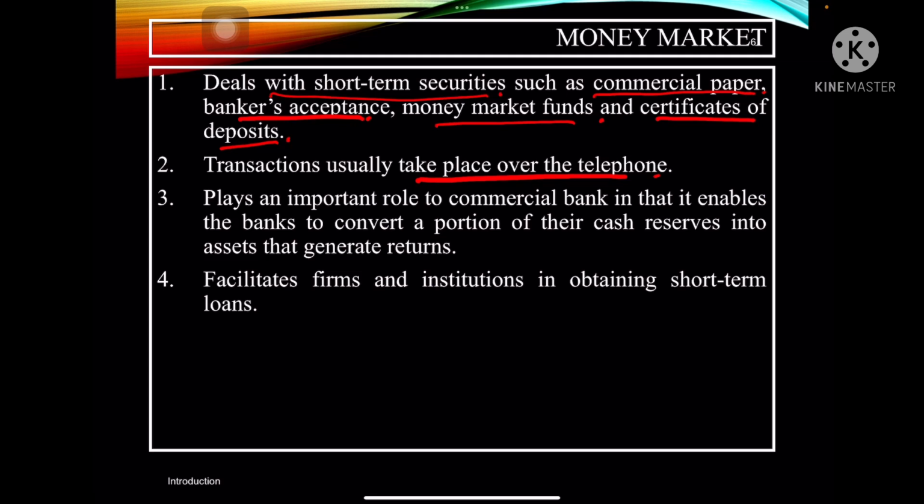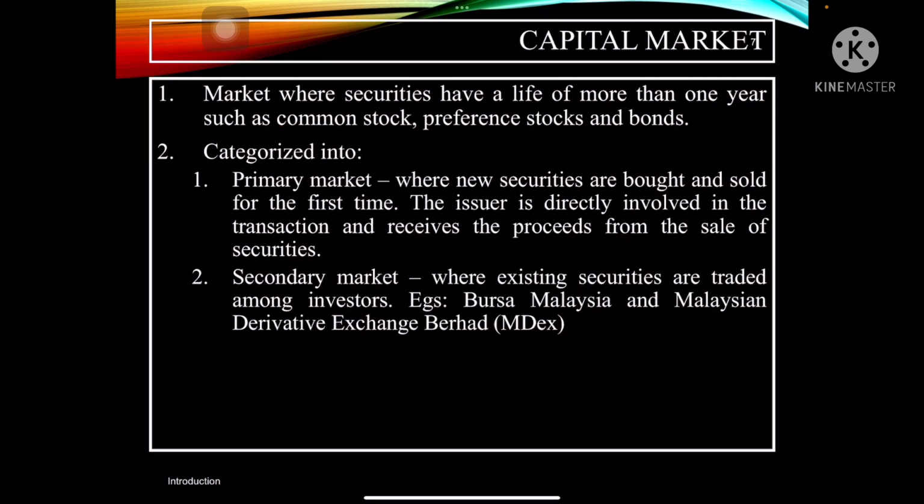Number three, it plays an important role for the commercial banks in that it enables the bank to convert a portion of their cash reserve into assets that generate returns. So the banks can make sure they save their money in certain things and get a return from the investment. Number four, it facilitates firms and institutions in obtaining short-term loans. This also serves those who really need money in the short term, for example less than 12 months, or less than a year.